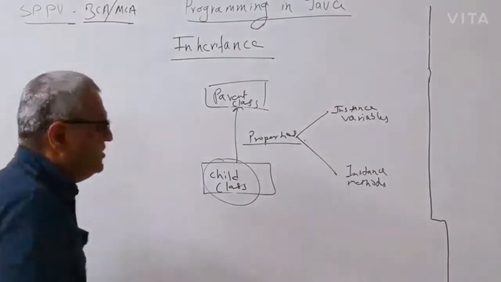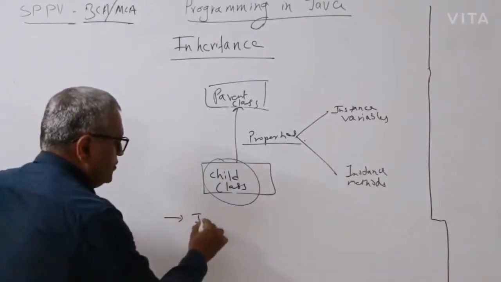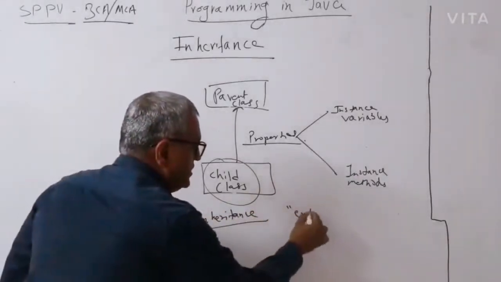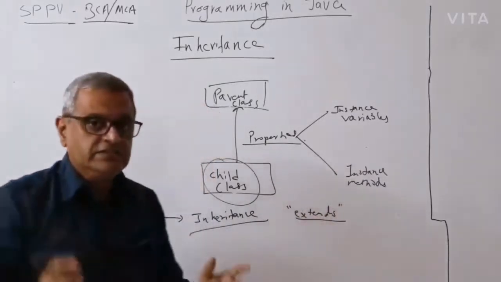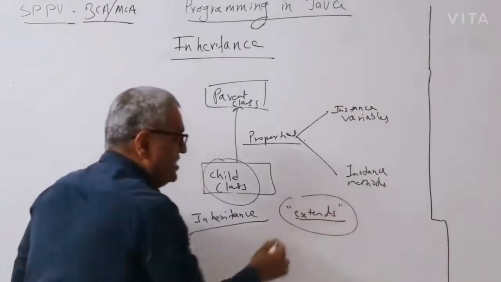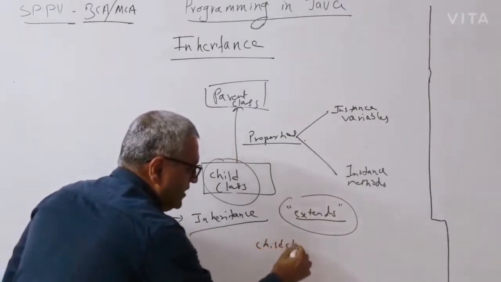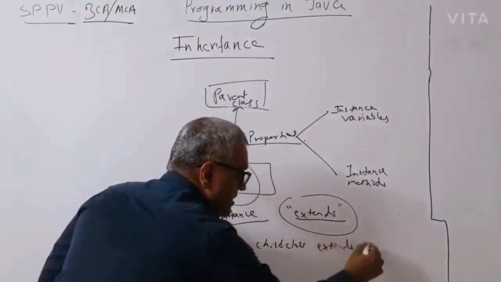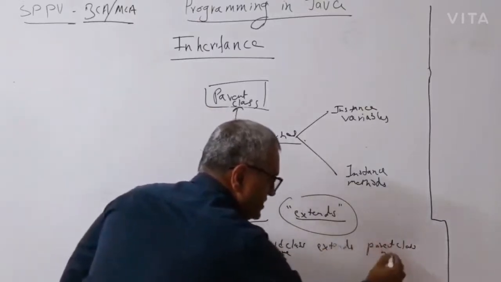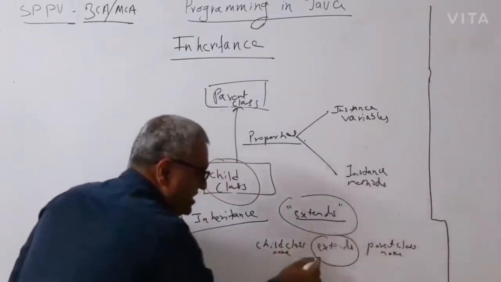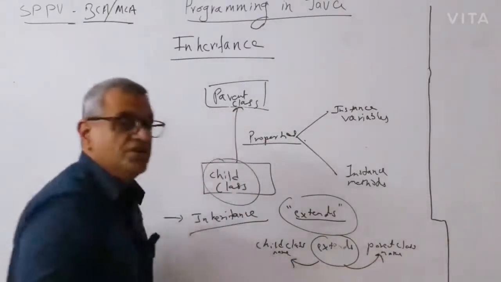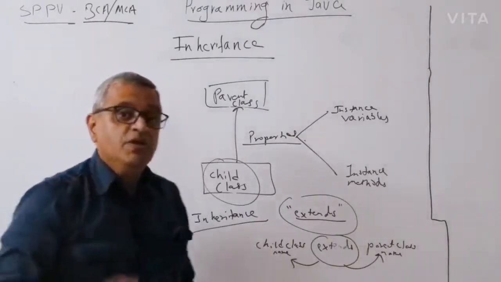At the end of this video, what we are going to learn is, one, of course, what is inheritance and how it can be achieved in code. Please note, it is achieved using a keyword extends. So when you declare a child class, you actually have an extends keyword. So child class name extends parent class name. Any class name which is to the left side of extends keyword is a child class, and any class name which is to the right side of extends keyword is a parent class.